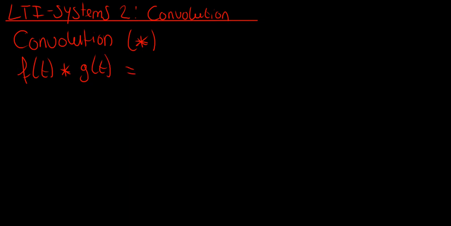So if we convolute two functions, what does that mean? It means that we're going from minus infinity to infinity of our function f of s multiplied with our function g of t minus s, d s. This is what convolution does. We're shifting one function over the other and looking at their shared surface.